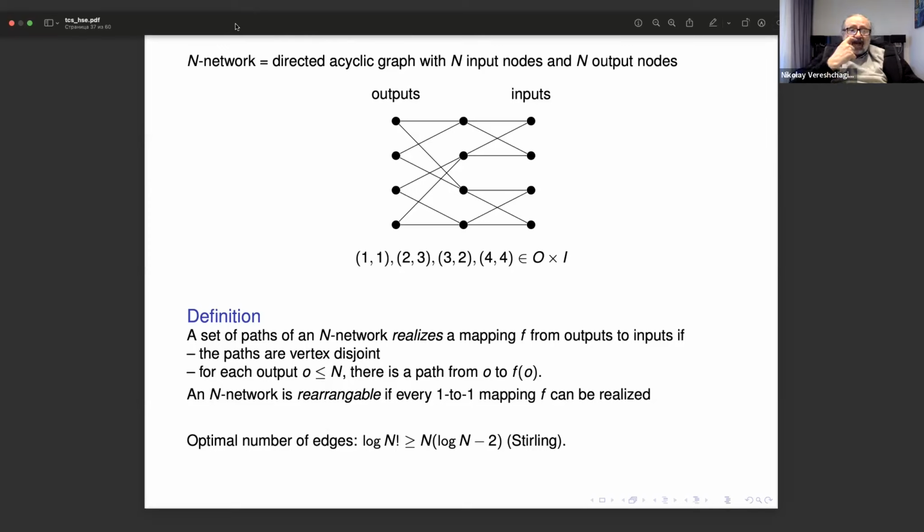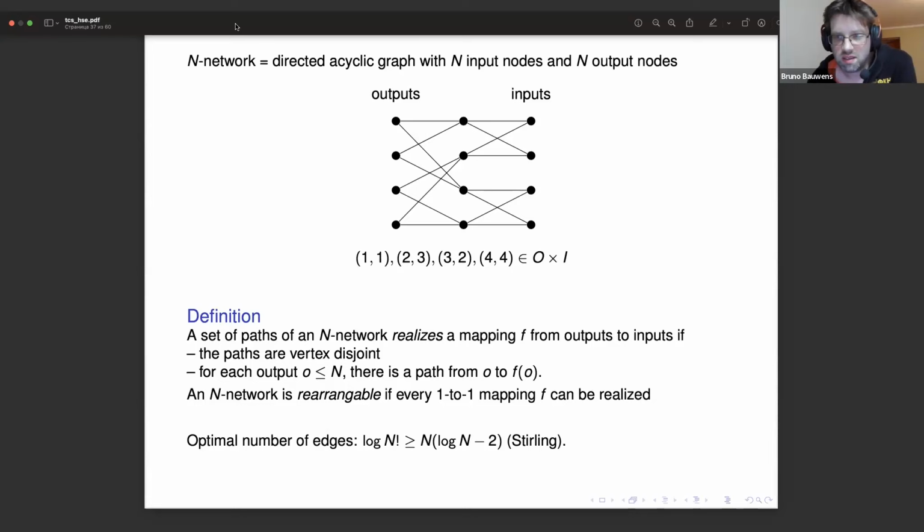Somehow we realize each such mapping by choosing some number of edges. The number of ways to choose edges is 2 to the number of edges, and it should be at least the number of mappings, right? Yeah, exactly. For every permutation, we need N disjoint paths, and they are a subset of edges. And so we have N factorial permutations.